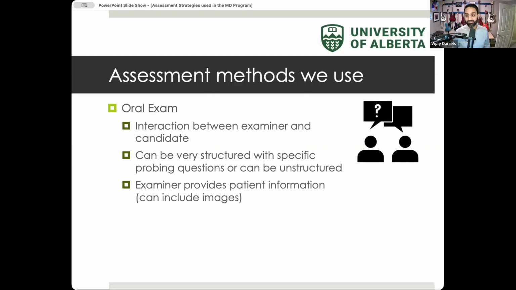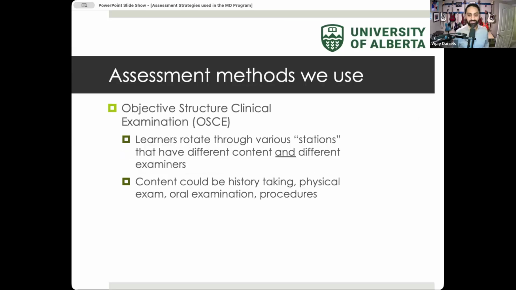Oral exams are something that we use in psychiatry and sometimes on some of our OSCEs as well as our anatomy makeup exams. This is where there's an interaction between an examiner and the candidate. Now they can be very structured with very specific probing questions, or they can be a little bit more unstructured. And examiners can also provide patient information, physical exam findings, lab images, that sort of thing.